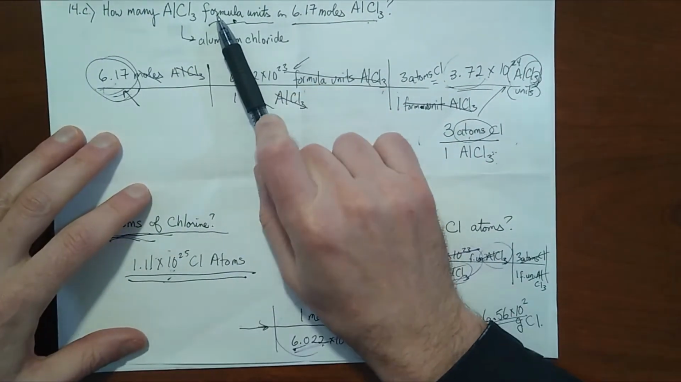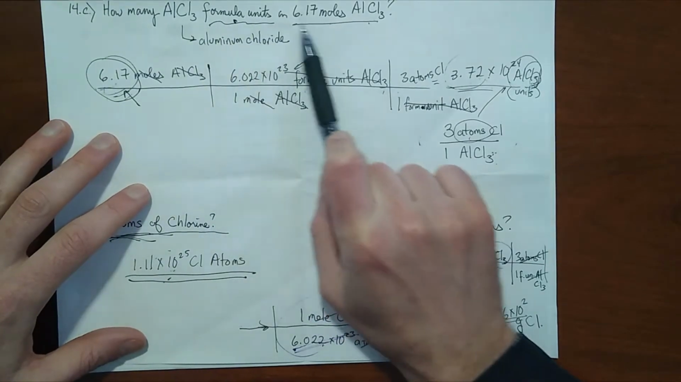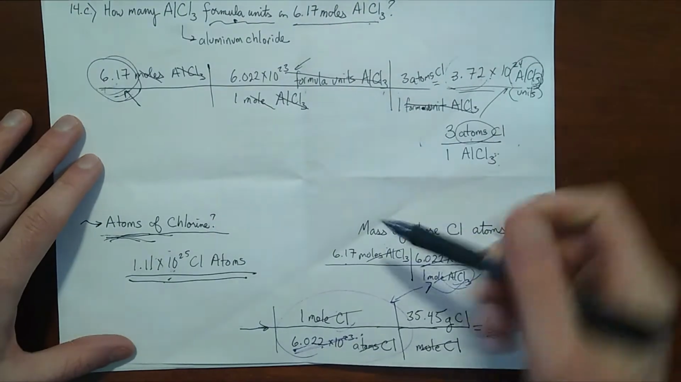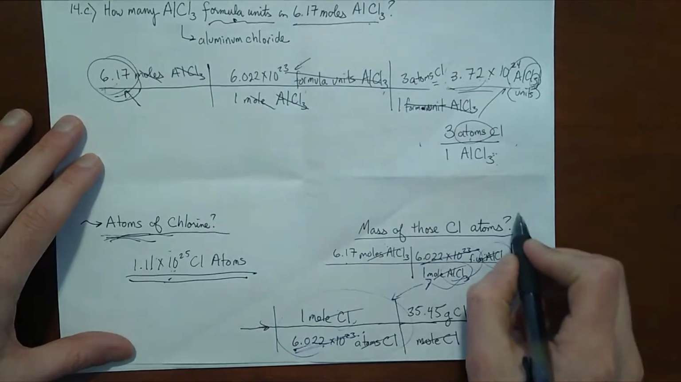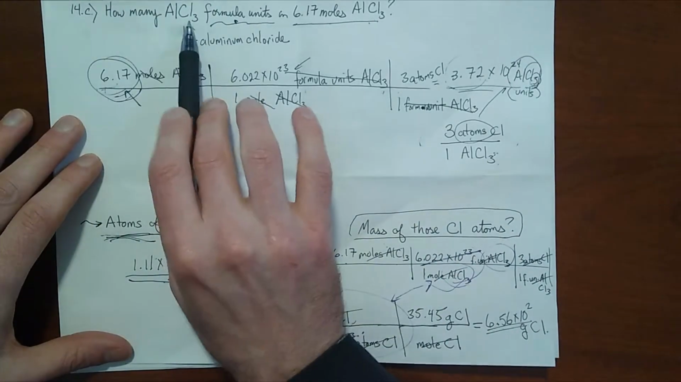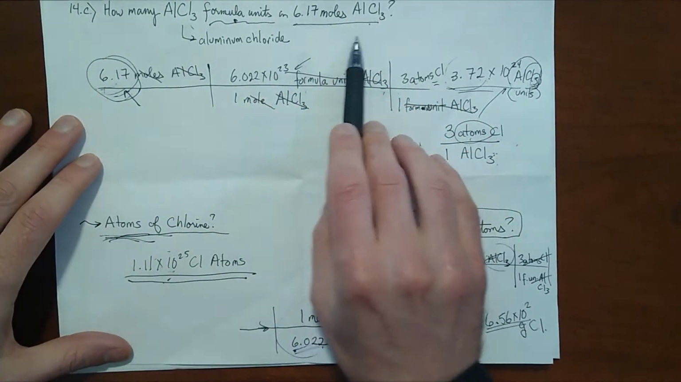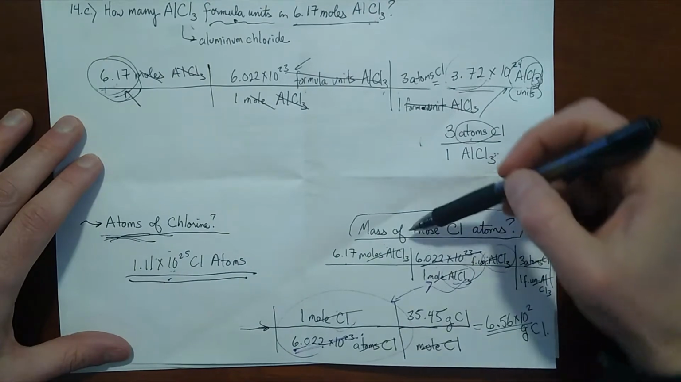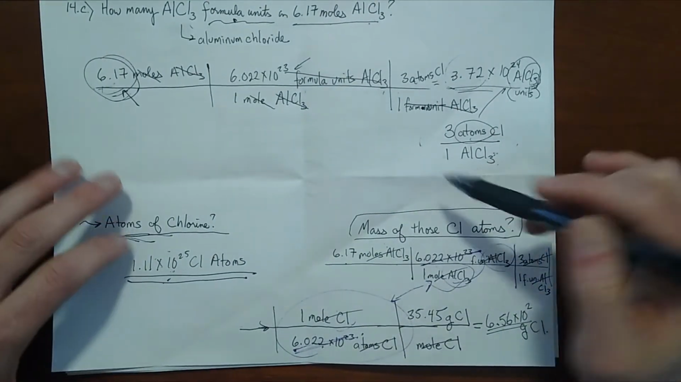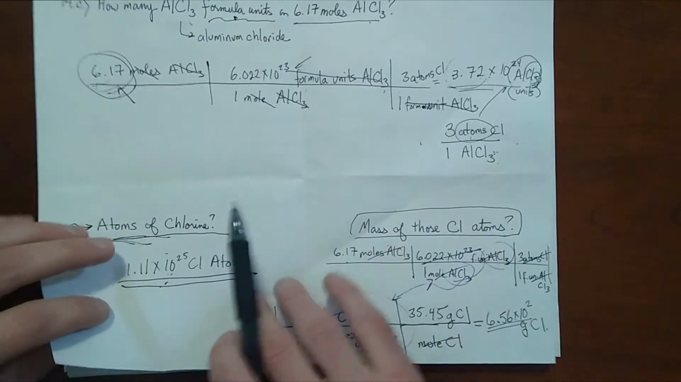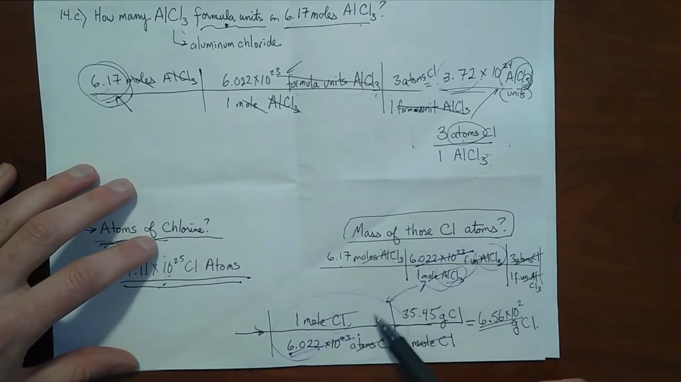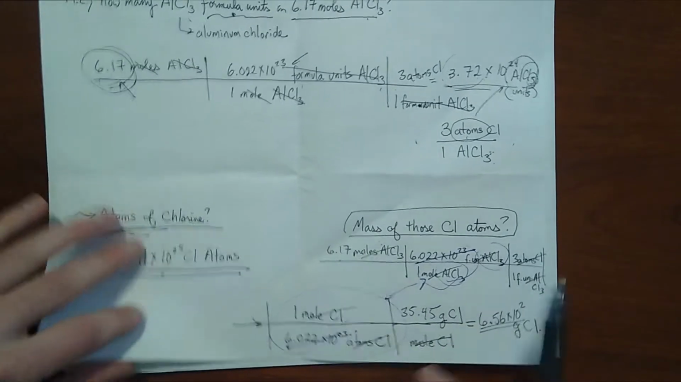asking how many formula units there were in 6.17 moles of aluminum chloride. And then we extended that to ask a slightly more complicated question, which is what would be the mass of those chlorine atoms in this many moles of aluminum chloride. And I showed you one way to do the unit conversion, which is a little bit longer.